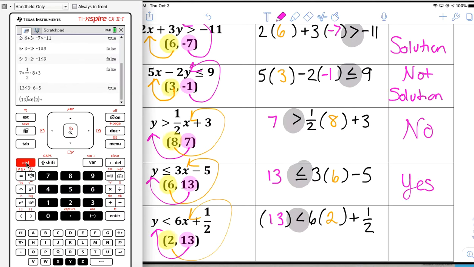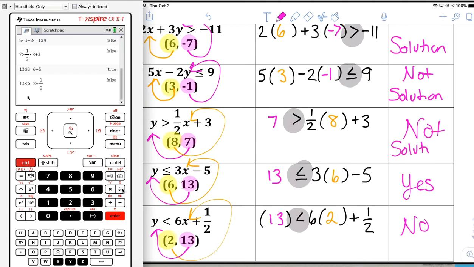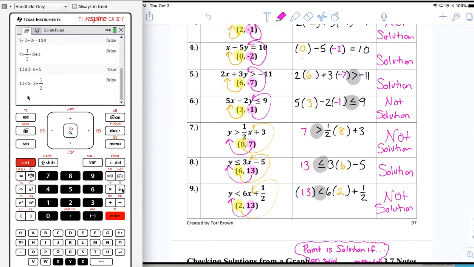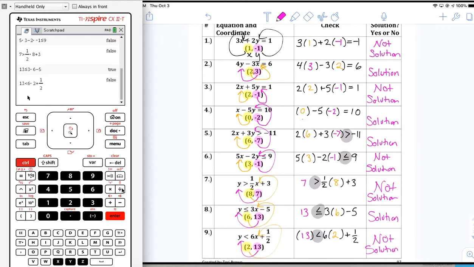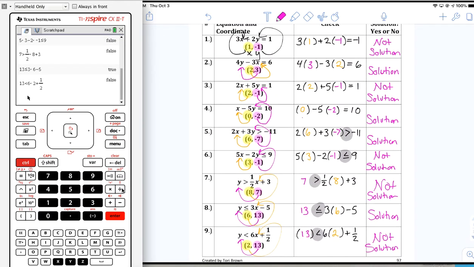Notice that when I'm making the fractions, I'm using Control Divide. If you use the toolbox, that is fine too. But this last one is no, he is not a solution. So you can say not a solution, or you can just say no. If it's a yes, you can say yes, or you can say it is a solution. Okay, I'm going to zoom out. If you missed anything on this page, will you go ahead and copy that? Otherwise, we're going to flip to the next side.